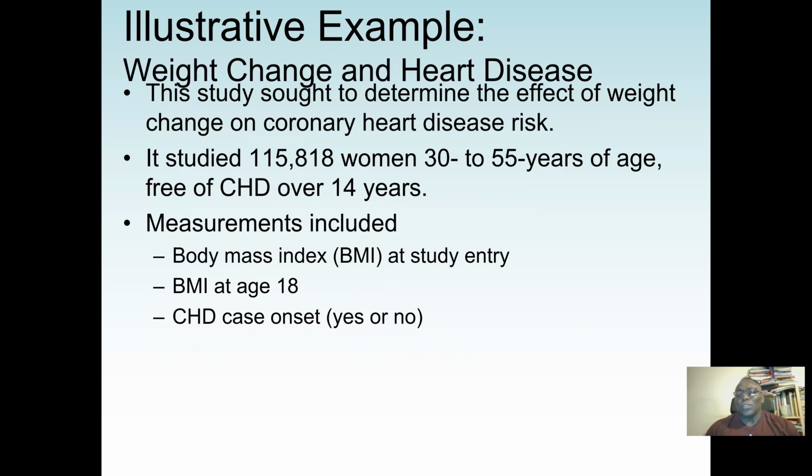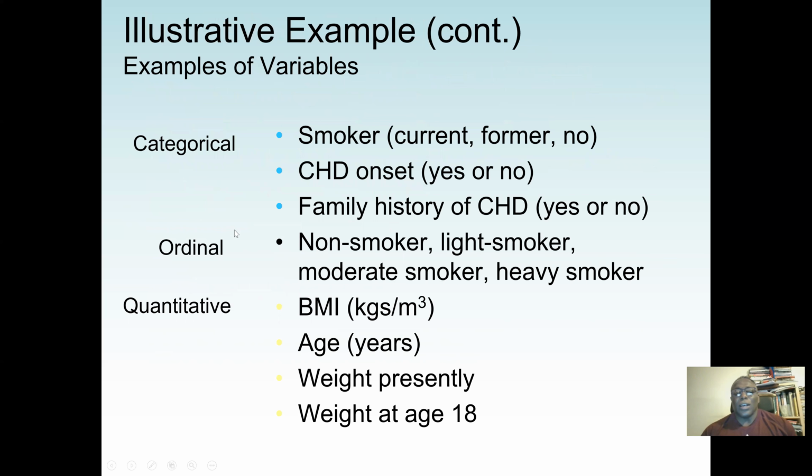Between the ages 30 to 55 also will be quantitative. Free of CHD over 14 years. The years again quantitative, but the CHD, it depends. We can set it as qualitative because it can be yes or no. But if we want to measure the heart rate, then that's a value now. It's a value. So that will be again quantitative. So these are some of the categories based on the example we have.